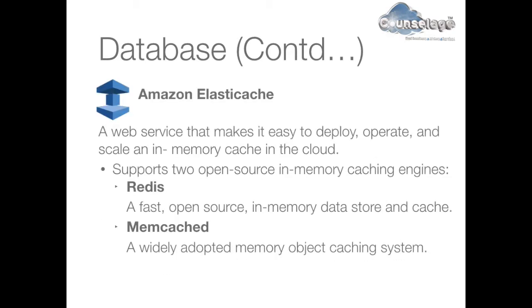The next one in databases is Amazon ElastiCache. It is basically a web service that makes it easy to deploy, operate, and scale an in memory cache in the cloud. So, simply saying, it is a way of caching data in the cloud. It supports two open source in memory caching engines. One is Redis, and the other one is Memcached.